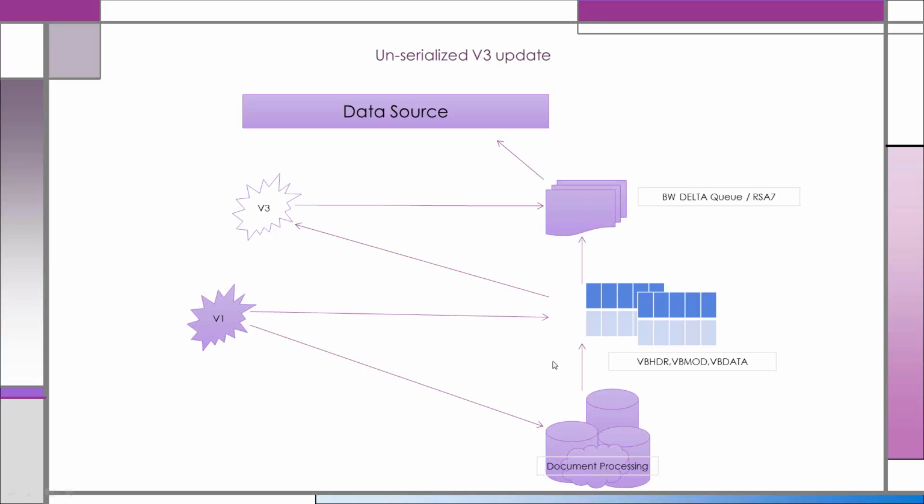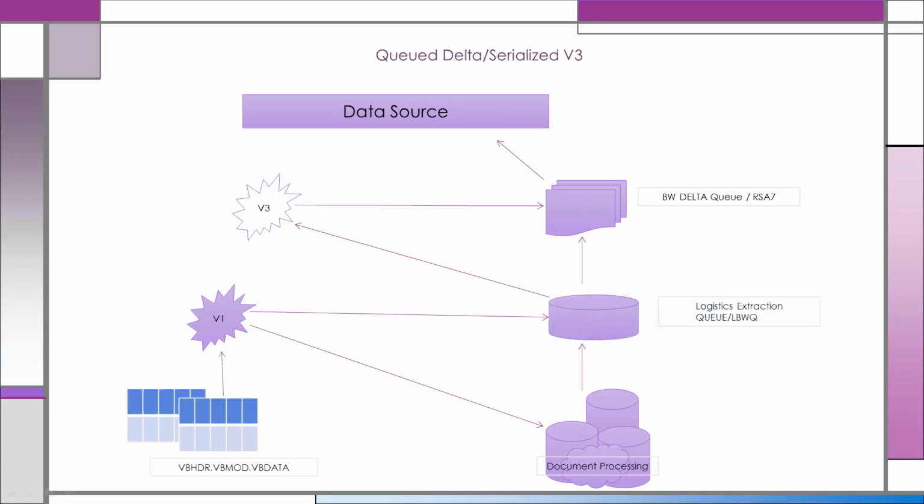So this method is only used whenever we do not have a large amount of data. When there is no large amount of data, you can try this one. But the best method is to create or load data using Q delta or serialized V3 only. Okay.